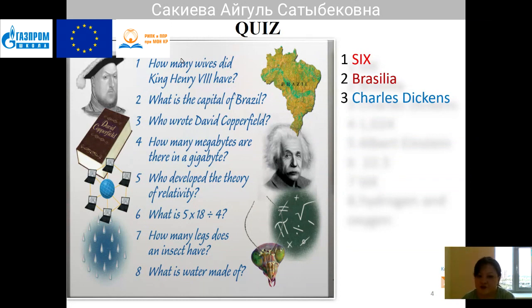Okay, next question. How many megabytes are there in a gigabyte? 1024. Emir, 1024. Alembek, 1024, 1000. Okay, let's check the answer. 1024. Excellent. Good job. Most of you found the correct answers.